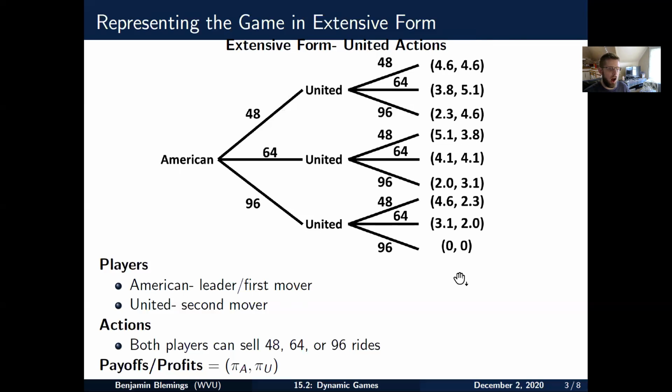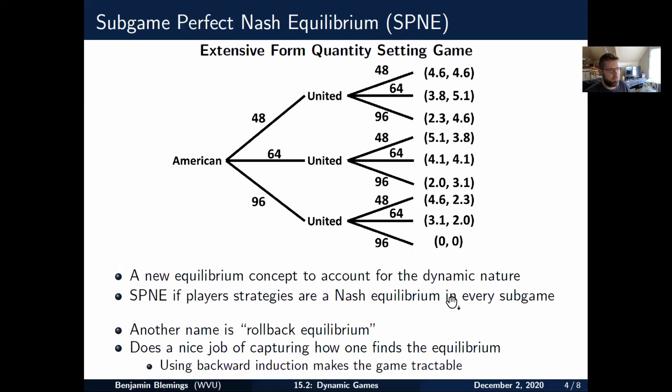And so there's these 9 sets of payoffs that happen conditional on what the firms choose, how many flights or how many people they fly on this route. And so we need to figure out what we predict is going to happen.